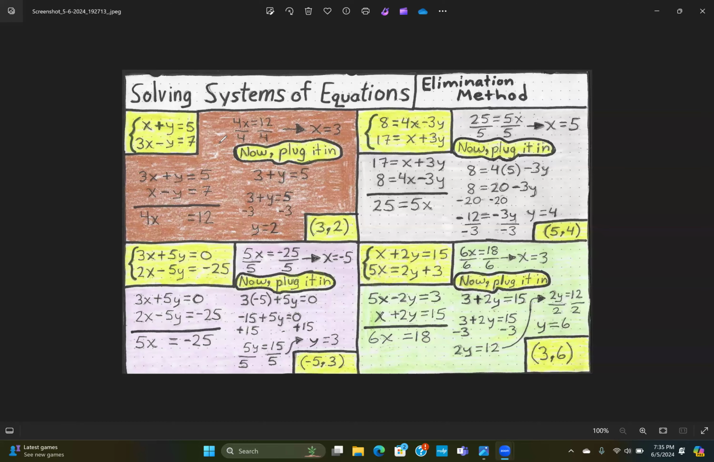We have x plus y is equal to 5 on top of 3x minus y is equal to 7. And so elimination is an easy way to cancel out one variable and then solve for the other variable. And we're going to see how that works right here in this first example. What we're going to do is put the biggest one on top and the smallest one on the bottom. And so we have 3x plus y is equal to 7, and x minus y is equal to 5.